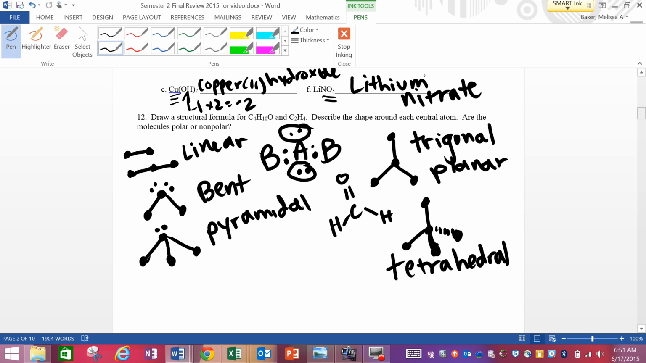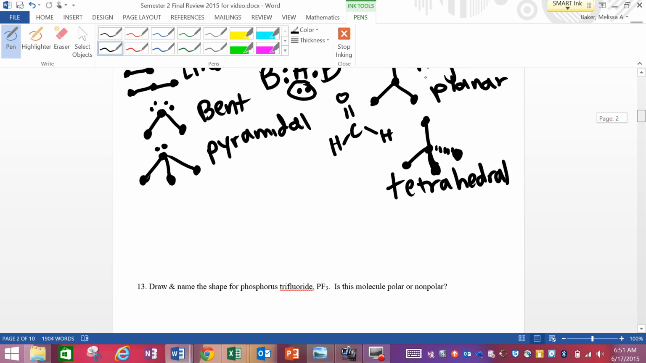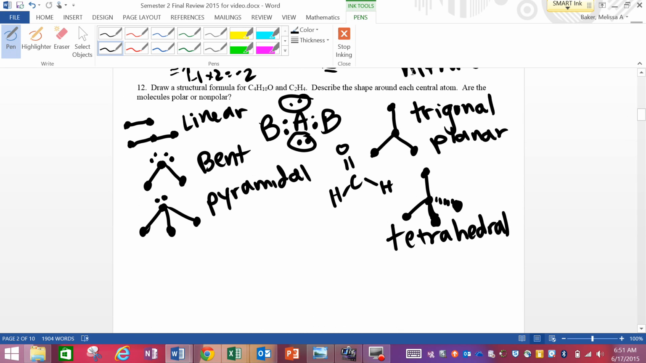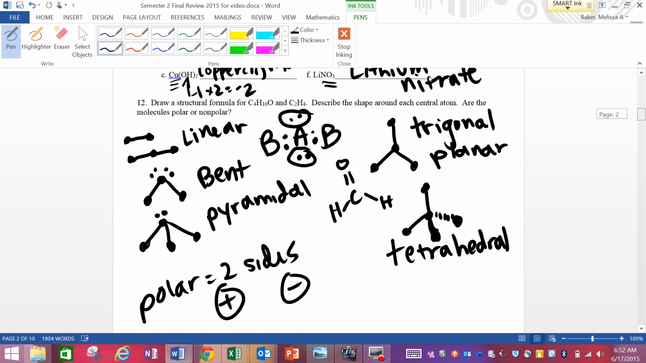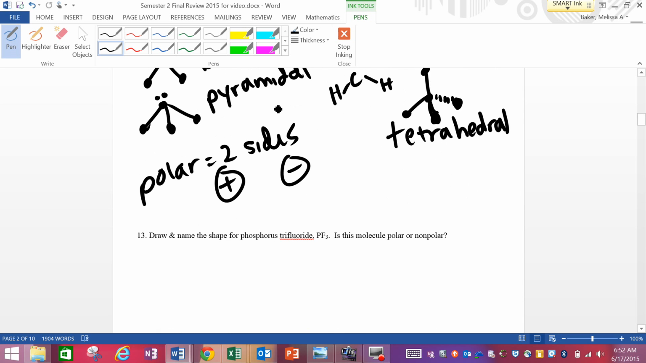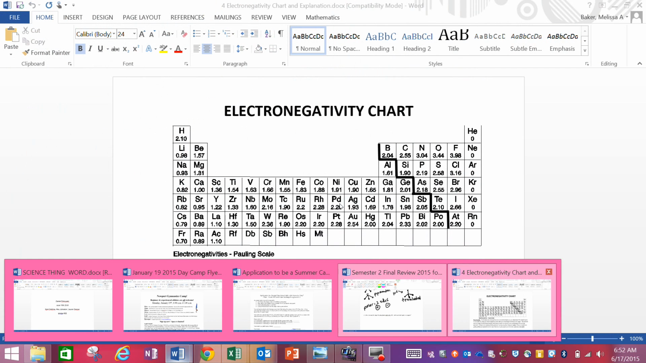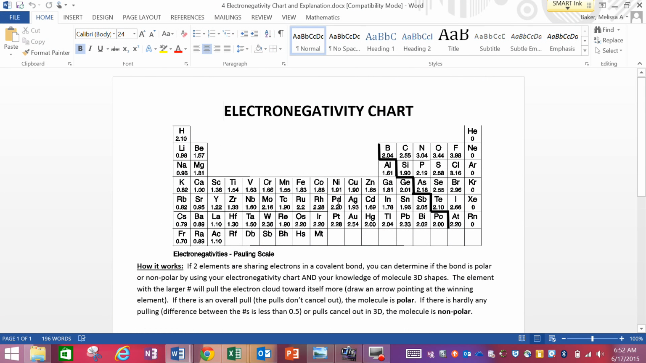Now, a big question I always get is, how do you tell if something's polar or if it's nonpolar? Well, let's refresh your memory of what polar even means. Polar means that the molecule has 2 sides, 2 poles. One side is partially positive, one side is partially negative. So you need to use your electronegativity chart because that tells you which atoms are the greedy atoms. So I'm going to turn to that just to show you what it looks like again. And then you'll need to take this out while you follow along.